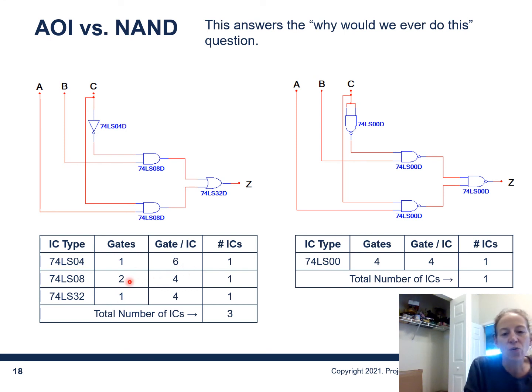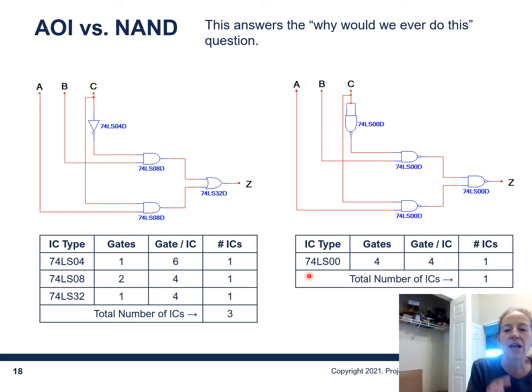For your AND and your OR, there are 4 gates per IC, but you're only using 2 ANDs and 1 OR, which means that you have 5 unused gates. So you have to use 3 ICs to cover all the different types of gates, and you have 10 unused gates that are going to go onto your circuit board. With the NAND implementation, there are 4 per chip, and we were able to simplify this down to 4. So that means we only need 1 chip, and we don't have any unused gates sitting on our circuit board.